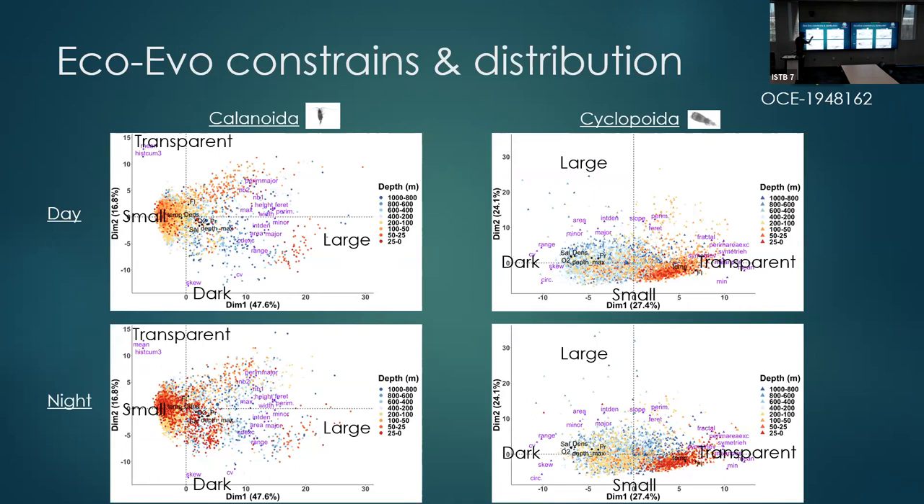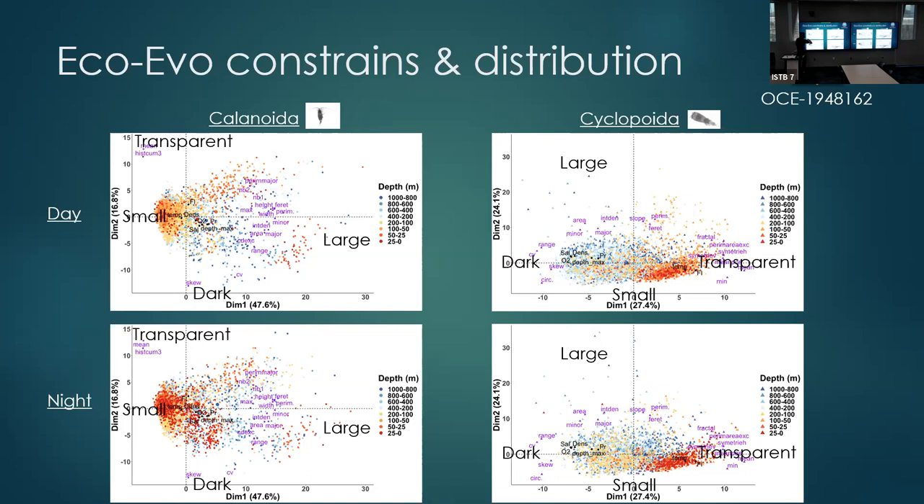The important part is that if an animal was at the surface during the night and at the bottom during the day, it doesn't matter for this PCA because the animal is going to be the same. It has the same shape, it's dark, so it's going to be at the same spatial point. By color, I have represented depth from blue at the surface to red in the deep. Similar to the previous one, on the right are the large individuals. Here at the top are the transparent individuals, and here the darker individuals. So we have large, dark, light, small, transparent.